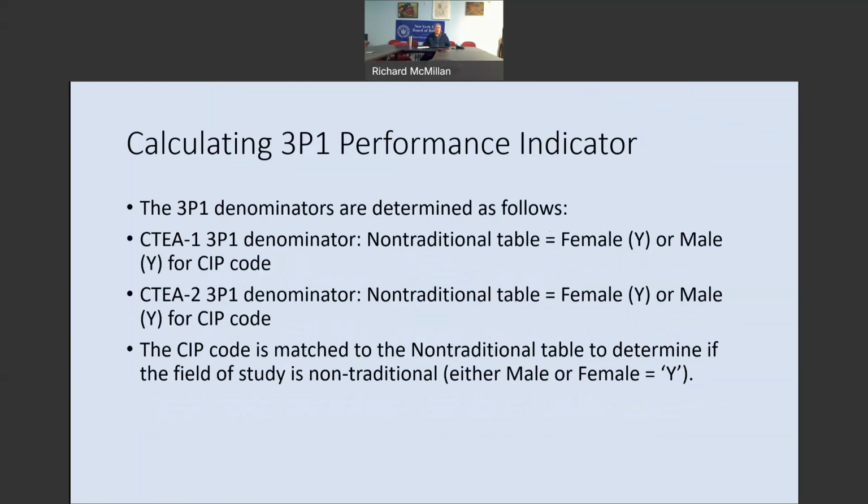The 3P1 denominator is determined as follows. CETA 1, 3P1 denominator: non-traditional table equals female Y or male Y for zip code, and for CETA 2, 3P1 denominator: non-traditional table equals female Y or male Y for zip code. The zip code is matched to the non-traditional table to determine if the field of study is non-traditional, which would be either a male or female Y value.